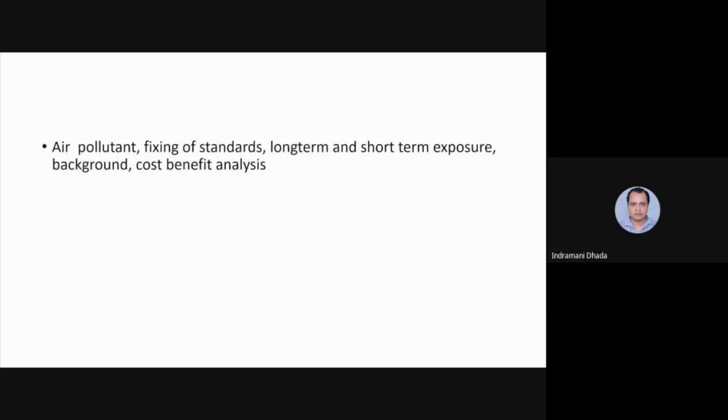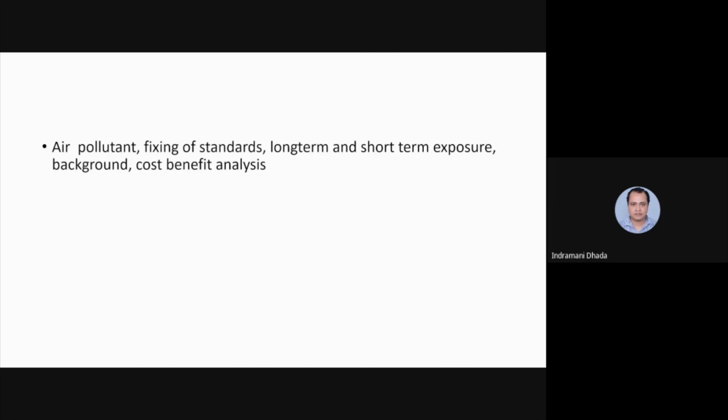Can any one of you tell what is an air pollutant? Anyone? What is an air pollutant? Sir, air pollutants are gases like CO2. Yes.